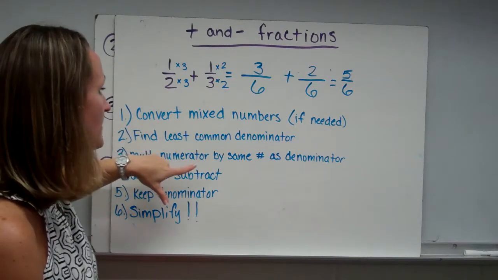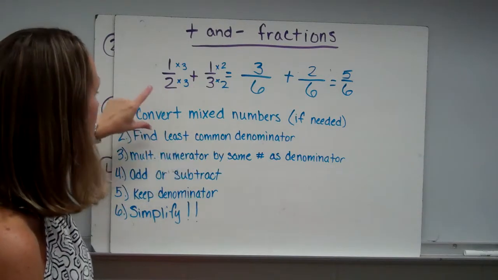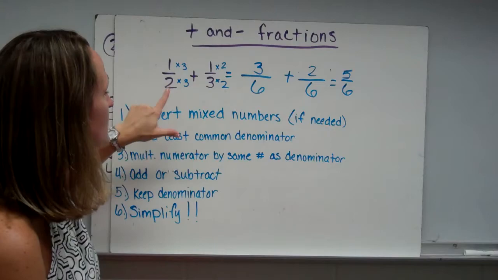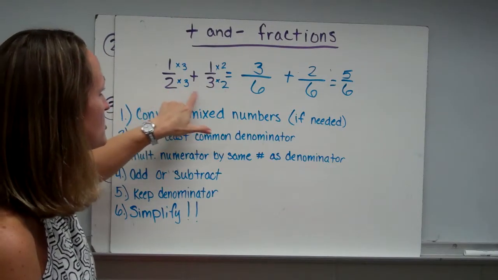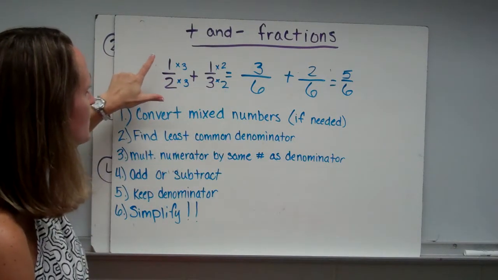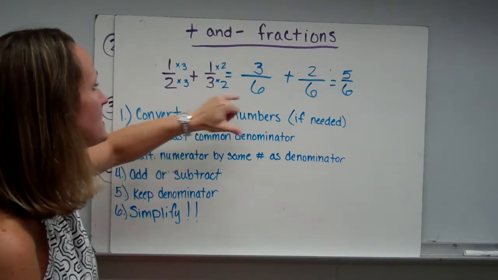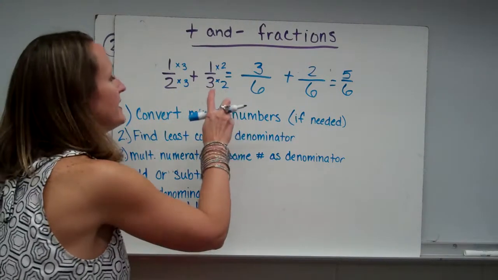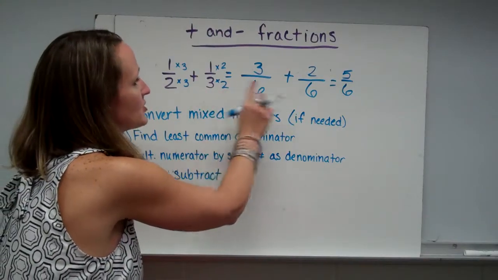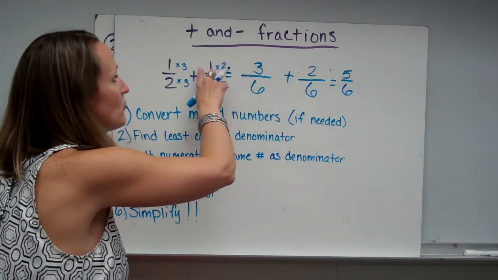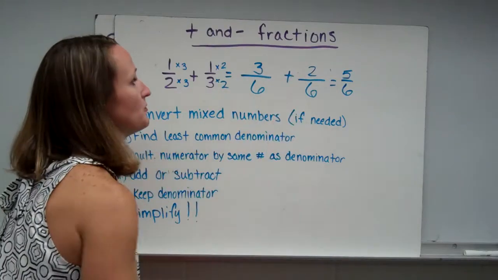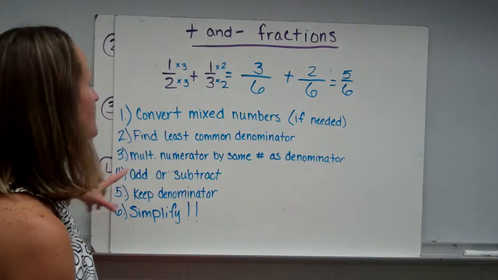Okay, so now multiply the numerator by the same thing as the denominator. So to get from 2 to 6, I'm going to multiply 2 times 3 to get 6, which means I need to multiply 1 times 3. So I end up with 3/6. 1/2 is the same as 3/6. Over here, I'm going to multiply 3 times 2 to get 6, which means I'm going to multiply 1 times 2 to get 2. Now I can add or subtract.